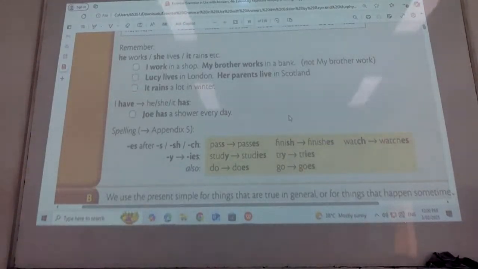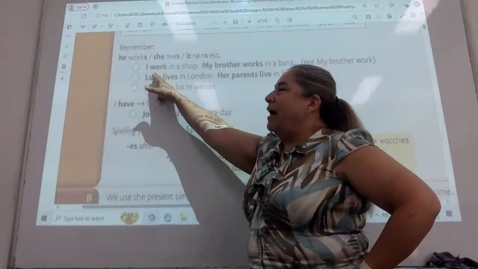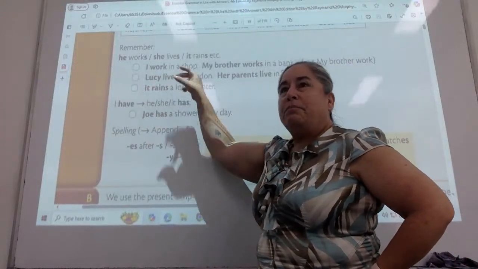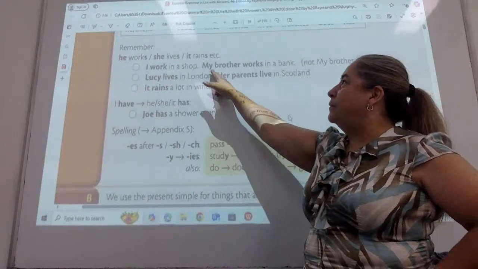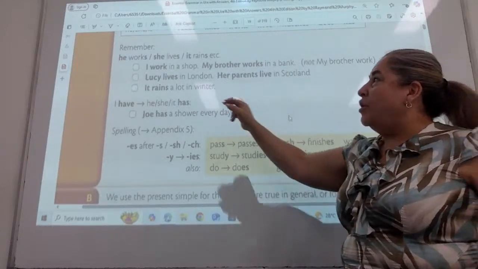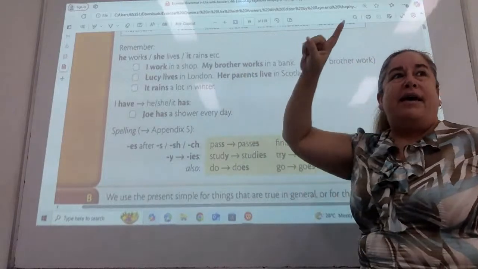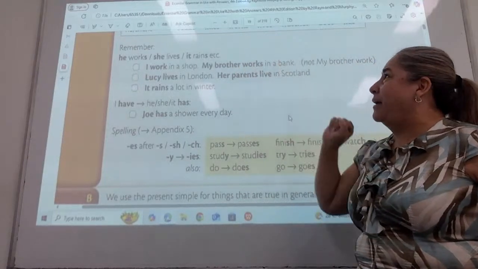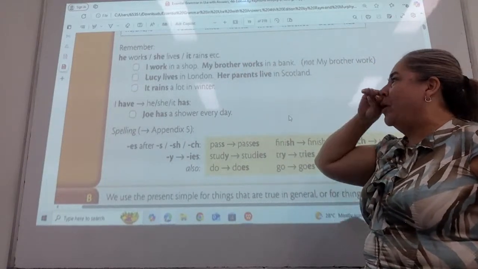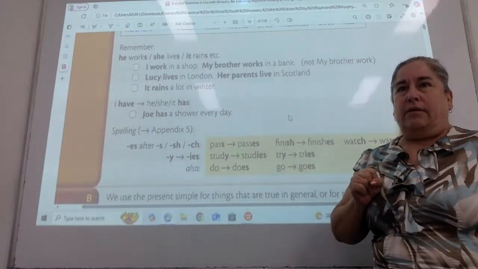I work in a shop. Okay, so you can say, I work, right, in a shop. But we want it to flow. So again, right? I work in a shop. Good. Continue. My brother works in a bank. Good. So I work, but my brother, he works in a bank. Yes? Not my brother work. Okay, continue. Next. Lucy lives in London.